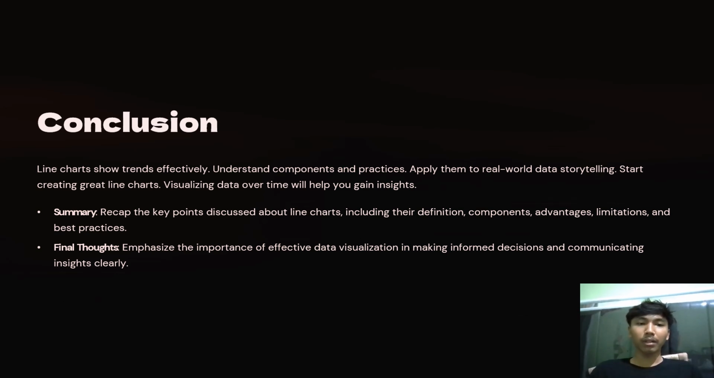And for the summary, the recap: the key points discussed about line charts, including their definition, components, advantages, limitations, and best practices. The last is final thought. Emphasize the importance of effective data visualization in making informed decisions and communicating insights clearly. And that's all about my explanation about the line chart.